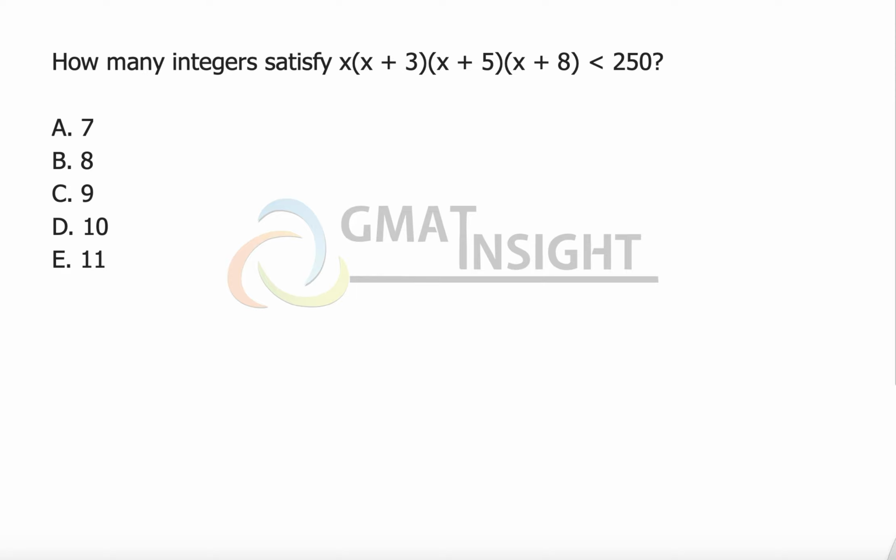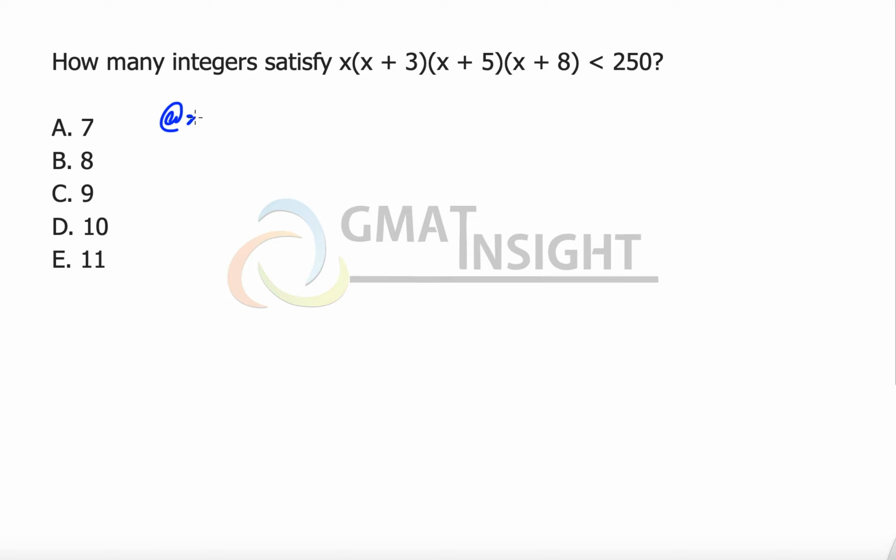How many integers satisfy this expression where the multiplication of these four things is less than 250? So what we can do in such questions is we should quickly start thinking about how to simplify this, because we cannot further take 250 to the left side and factorize it once again. So I would just like to start substituting a few values.